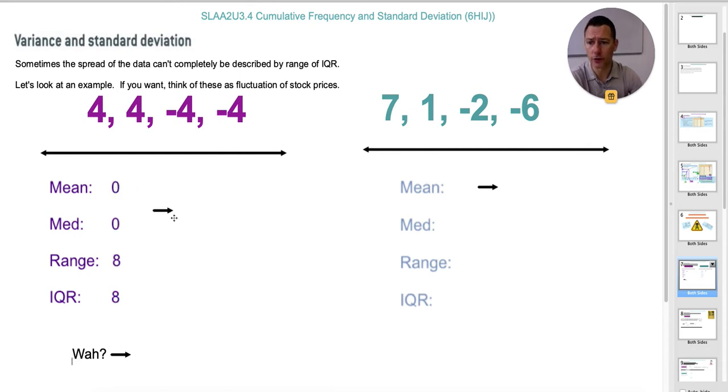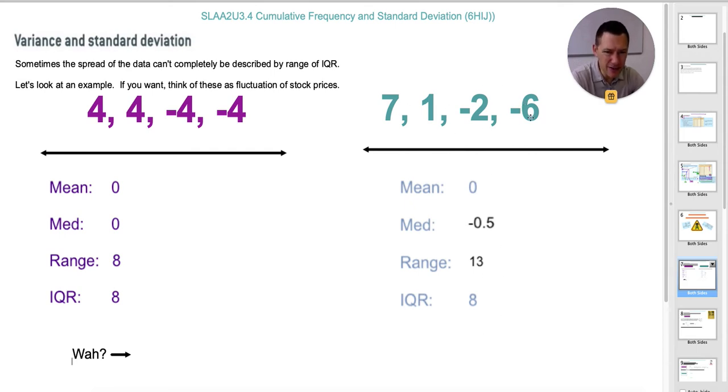So if you look at their raw data, the mean here is 0. Oh, the mean here is 0. If you add them all up and divide by 4. The median here is 0, and the median here is close to 0, right? If you cut this off and find the average of these two, median 0. The range of this is 8, and the range of this is 13. Those aren't too far off. And the IQR of this is 8, and the IQR of this is 8. This data is very similar if you're just looking at little kid statistics.